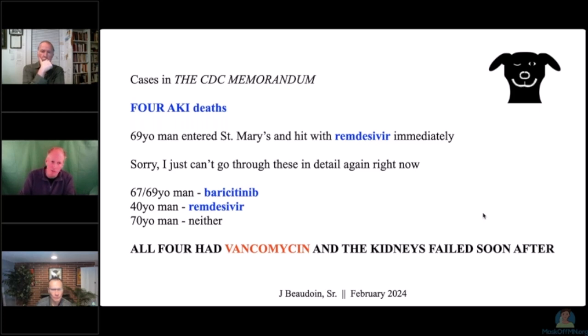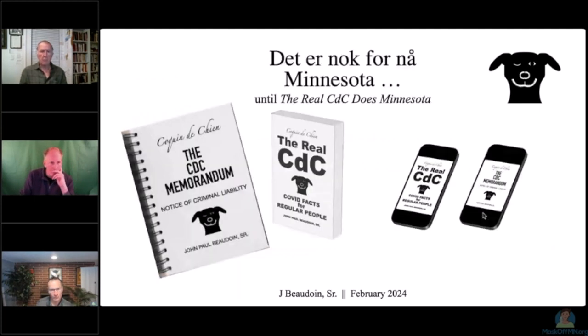It was a 40-year-old man had remdesivir. The 67-year-old man had baricitinib. 70-year-old man had neither. And then I have a couple others from other states. Of all 5, I have 2 remdesivir, 2 baricitinib, and 1 had neither. But all 5 had vancomycin, and all 5 died of acute renal failure. And then Detroit, Minnesota, until the real CDC does Minnesota.